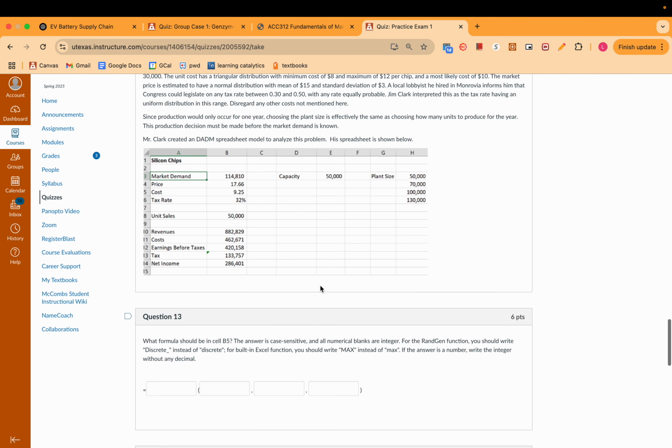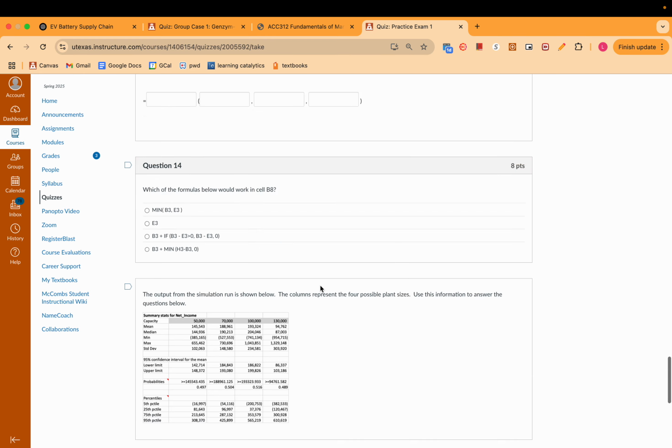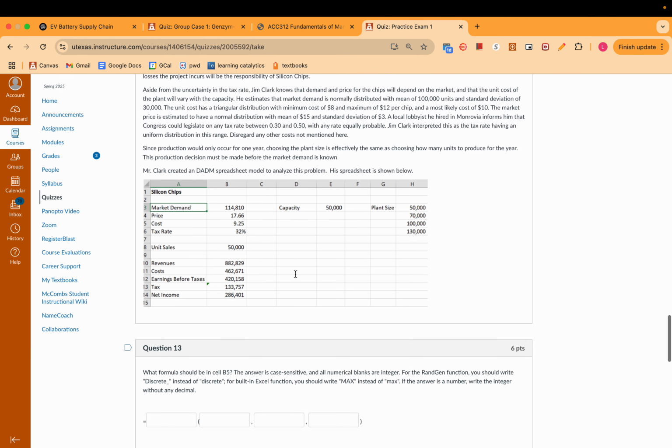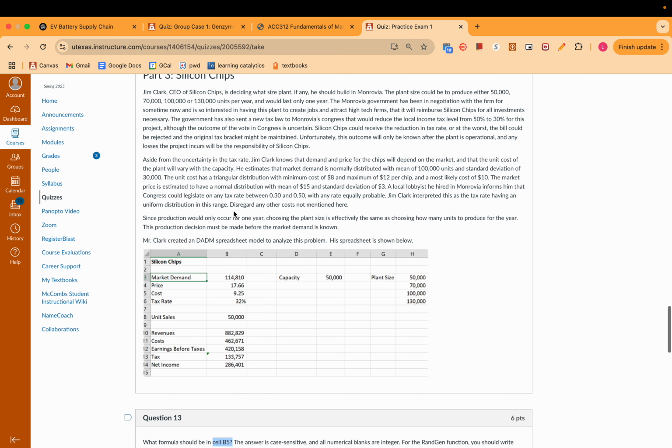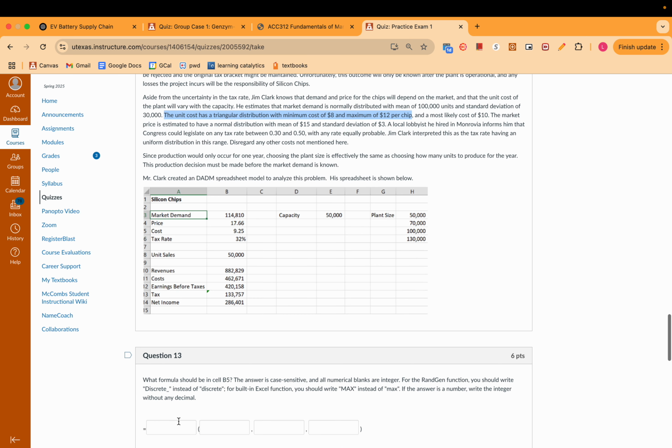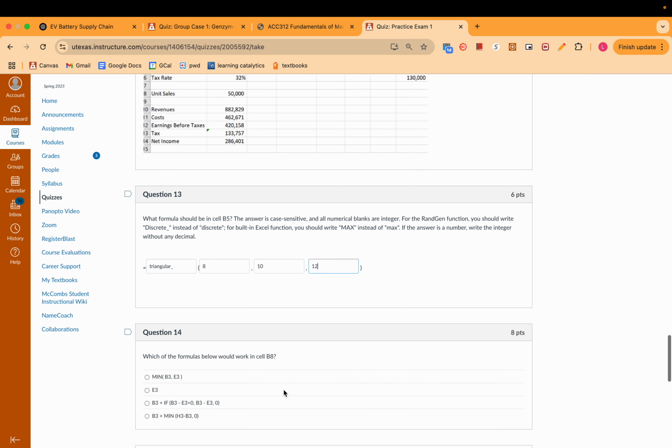Now if we want to look at all these other things, I can go through these as well. So really fast, you just need to see cell B5. B5 is your cost. So this is asking, oh, look here, the unit cost has a triangular distribution. This is just asking you to go in and put triangular with a minimum of 8, 10, 12. You just need to know that that is how you build out the function.